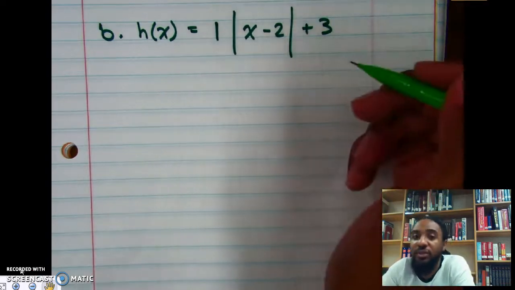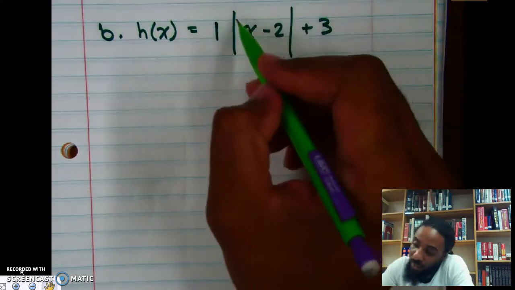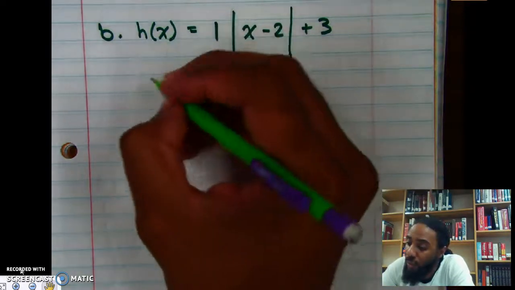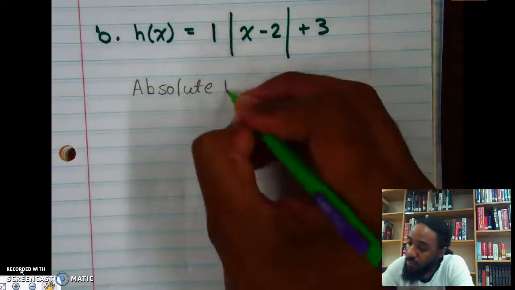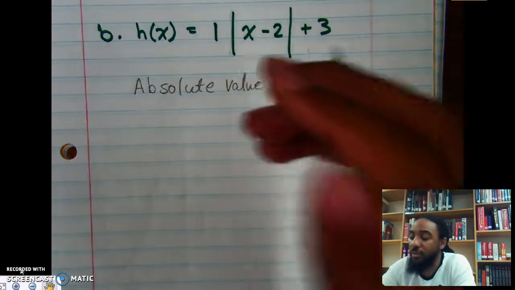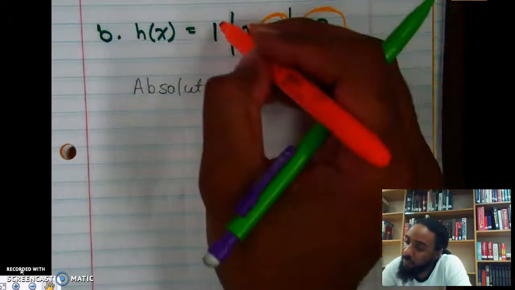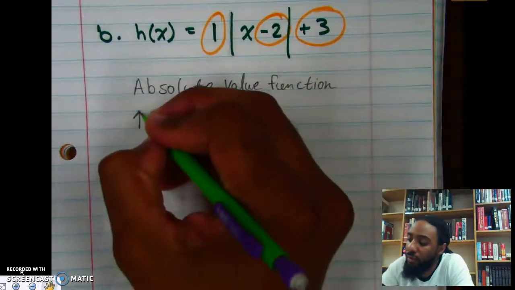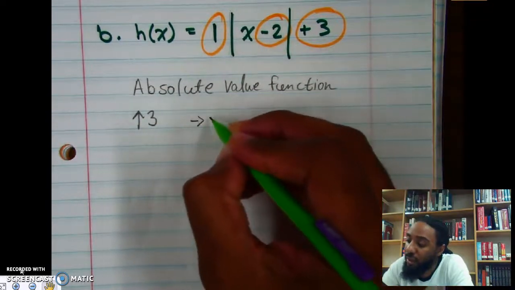So, first off, what is the name of the function? We have bars right here, so this is considered the absolute value function. Then we start doing our transformations. So here we go up 3. We go opposite again, so instead of going left, we're going to go right.